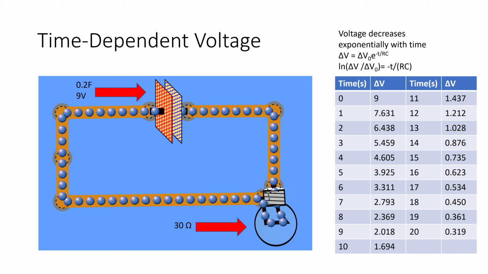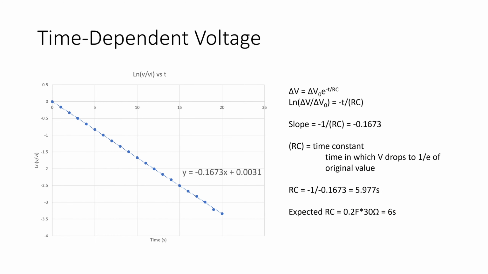So we ran this test here where we charged up our capacitor with a 9-volt battery, and we used a 30 ohm resistor. And then in 20-second intervals, we discharged it and found the potential difference at each time. If we take the natural log of the potential difference over the initial potential difference, we are able to get a linear value, which is going to be our time constant. If you plot this, then you are able to find the time constant from the slope.